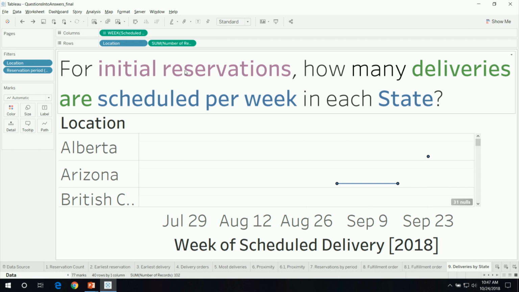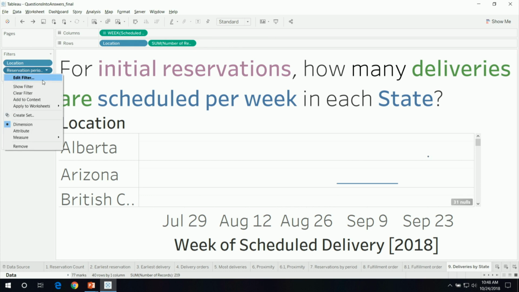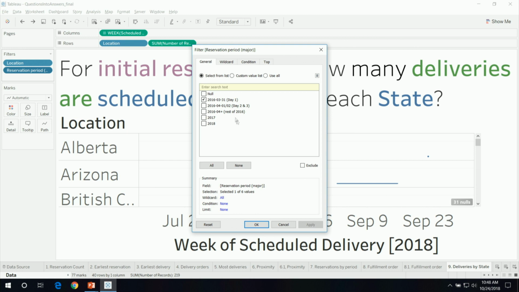So we have a bunch of things going on here. So we have this for initial reservations. So this is one of the clauses that I talked about. So how does this manifest in Tableau? Well, what I'm asking about is I want to focus in on reservations which were made early. So how do we do that in Tableau? We do that with a filter. So this clause is basically telling me to restrict my data to those initial reservations. And so indeed, I have a filter to just day one.